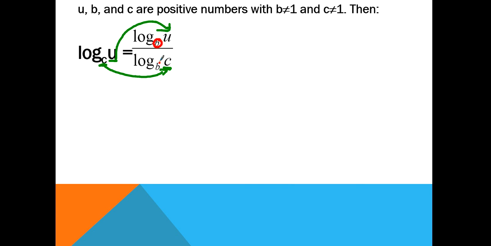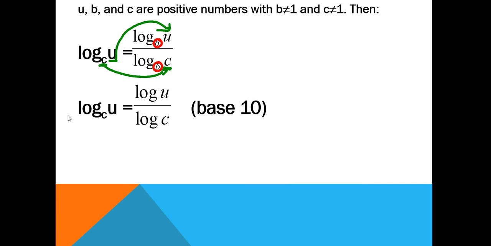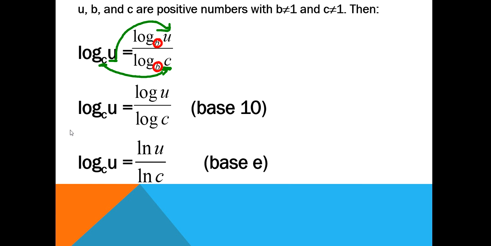Can be anything. This and this can be whatever you want as long as it's the same on the top and the same on the bottom. Okay? So, for instance, if I use, say, base 10, it's going to be log u over log c. So this is what it would look like if you used change of base and you chose your base to be 10. Versus if you did it and you used base e, which is the natural log, you would get the natural log of u over the natural log of c. Okay? So it's just a way to change the base so that it makes it easier on us.